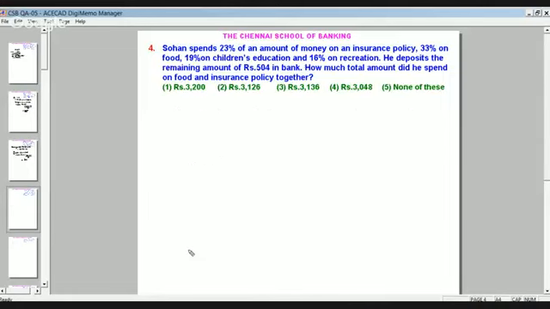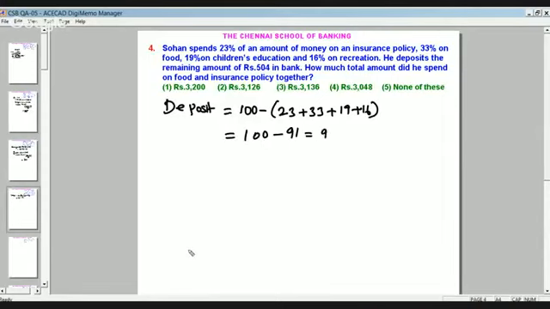Next, fourth question. First, the deposit percentage of the amount. That is deposit percentage. 100% minus expenditure: 23% insurance, 33% food, 19% children education. The remaining for something. For total, 23, 33 and 19 plus 16, so 100 minus 91 is 9. The 9% of the amount is 504.